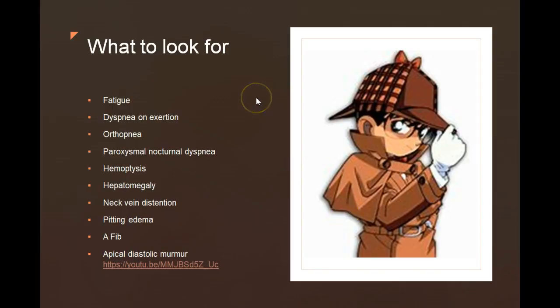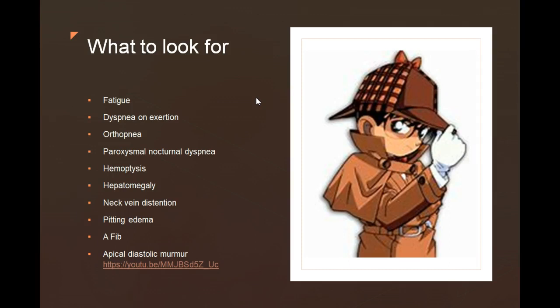On the nursing end, what you would want to look for and what we look for as nurses, again, a lot of the focus is on the respiratory issues. They're going to have fatigue. They're going to have shortness of breath on exertion. These patients will have shortness of breath when laying flat. They'll have a sudden onset of shortness of breath at night. They'll have hemoptysis. They'll have an enlarged liver or hepatomegaly.